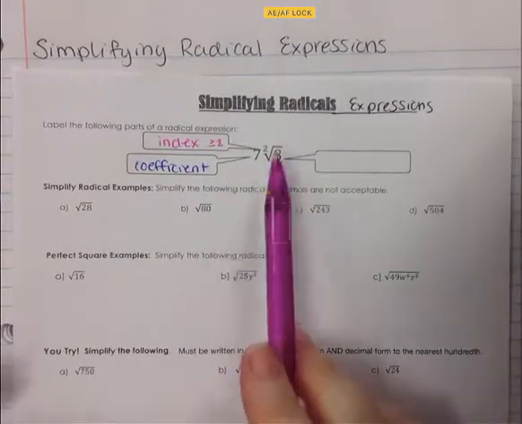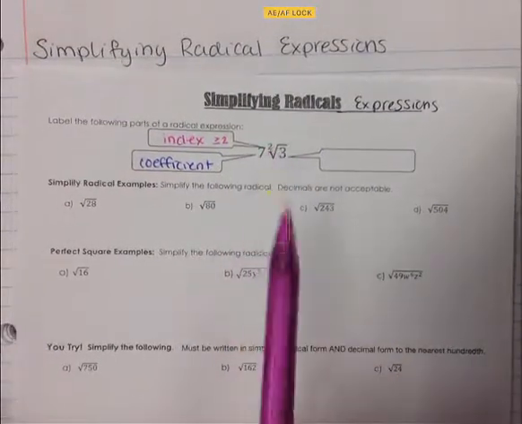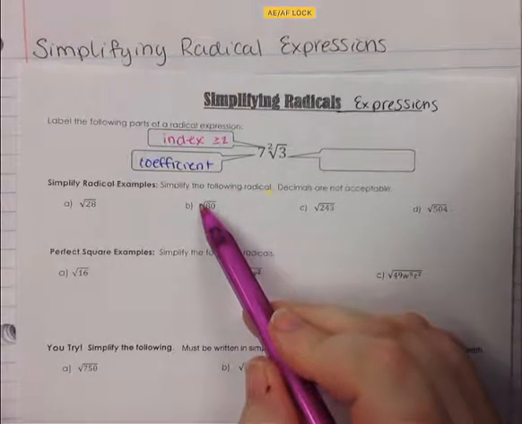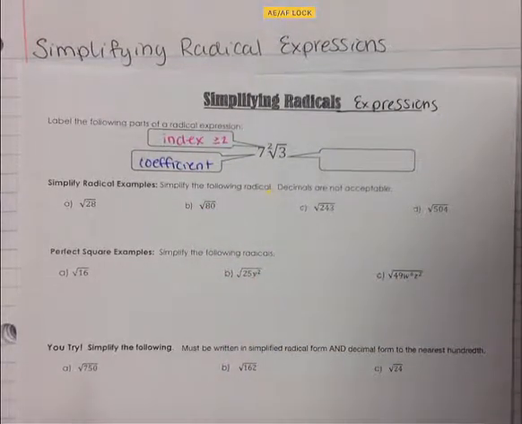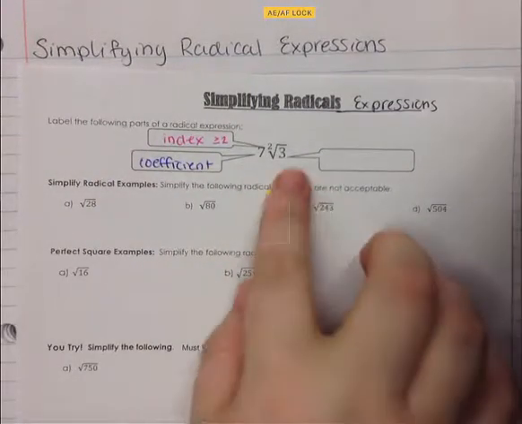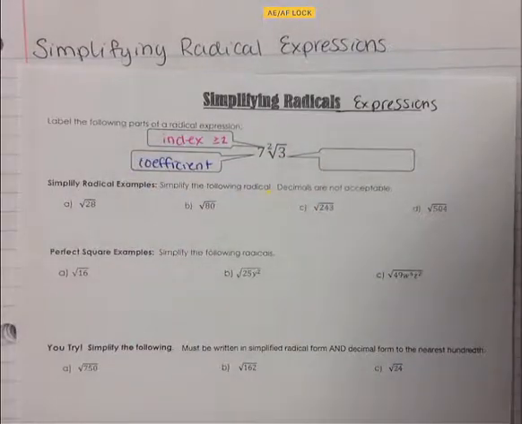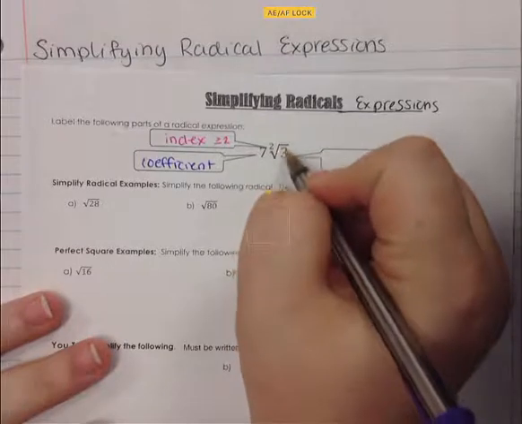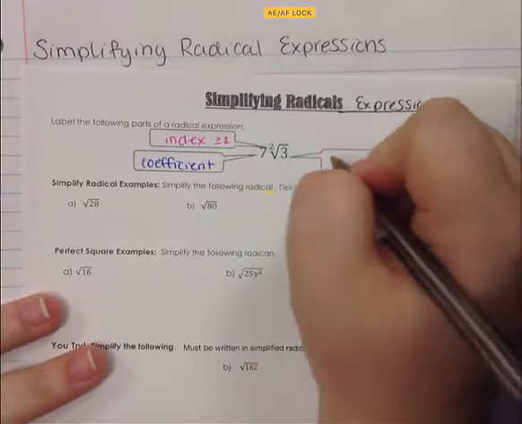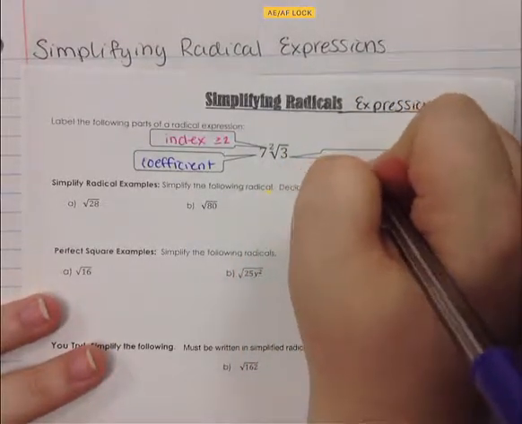So if you don't see a number in there, like if you look down here, there's no number in the index, that means that it is a 2. If it's anything bigger than 2, it has to be written there. And the last part of our radical expression is called the radicand. This 3, the stuff underneath the radical, is called your radicand.